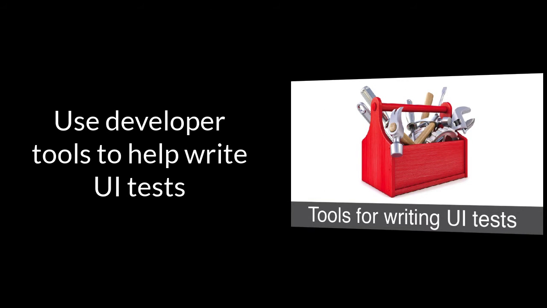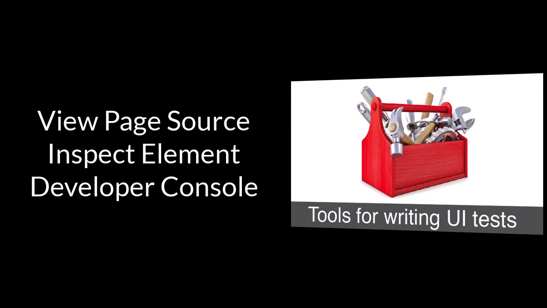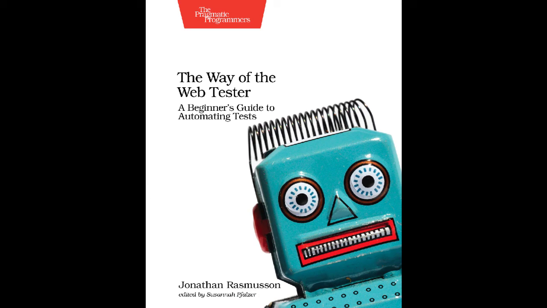So in summary, developer tools and the developer console are a few handy tools built right into your browser that can aid you tremendously when writing your automated UI tests. View page source, inspect page elements, and then trying out your CSS selectors in your developer console. There's even more we can do with developer tools, but we'll save that for another episode.